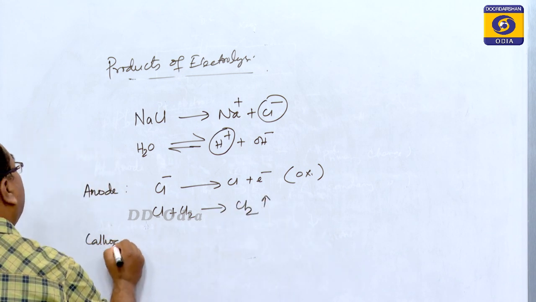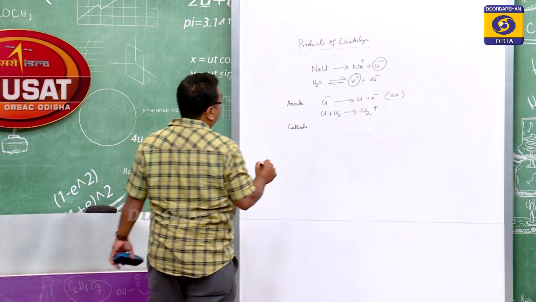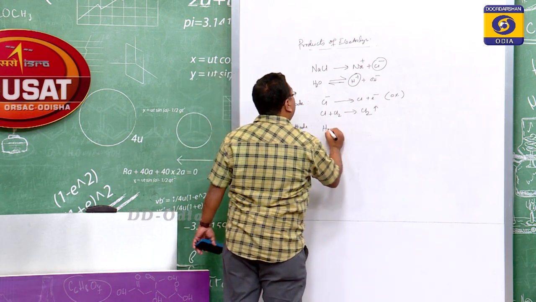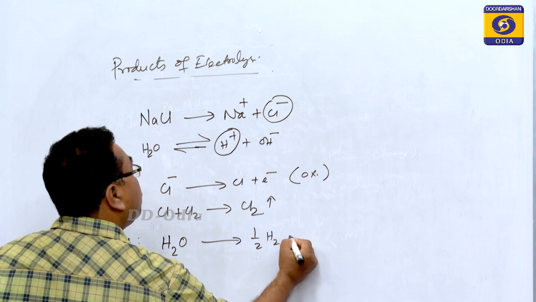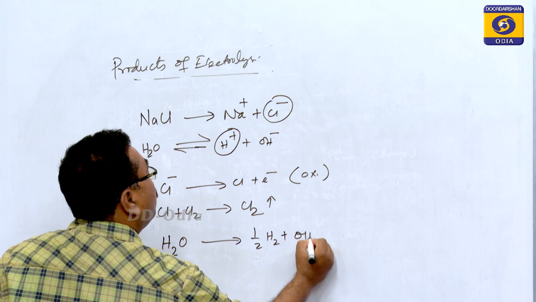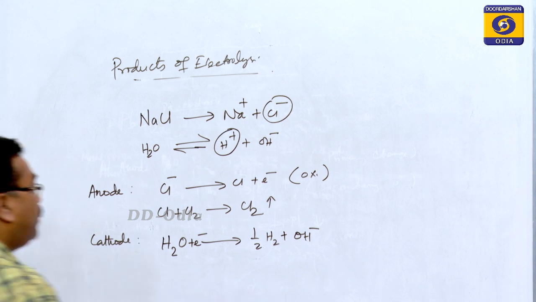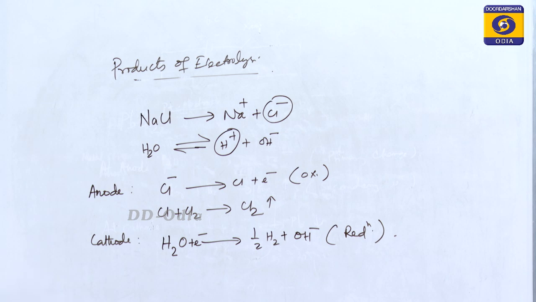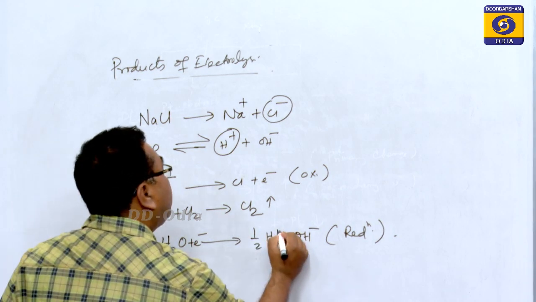And at the cathode we are expecting H plus to move. In fact, H plus will not move since water is feebly ionized. So in the ionized equation, water will give half H2 plus OH minus, with 1 electron added. So this is the reaction. This is in fact the reduction reaction, that means it liberates hydrogen at the cathode.